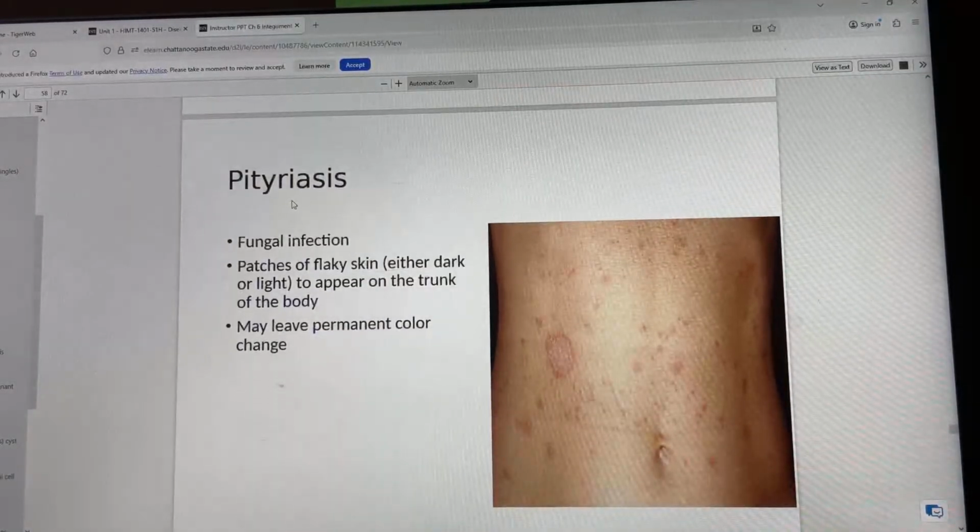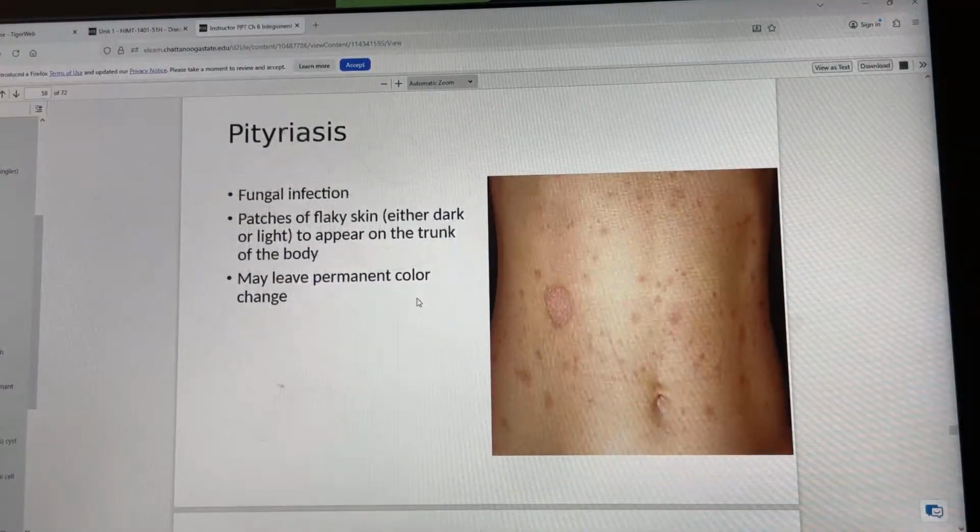All right, pityriasis. This is another fungal infection, and this tends to just cover the skin, like the trunk. It's just patches of flaky skin, either dark or light in comparison to whatever skin color you have. It can possibly leave a permanent color change if it's on there for too long. Really, you'll just use antifungal creams to deal with it.